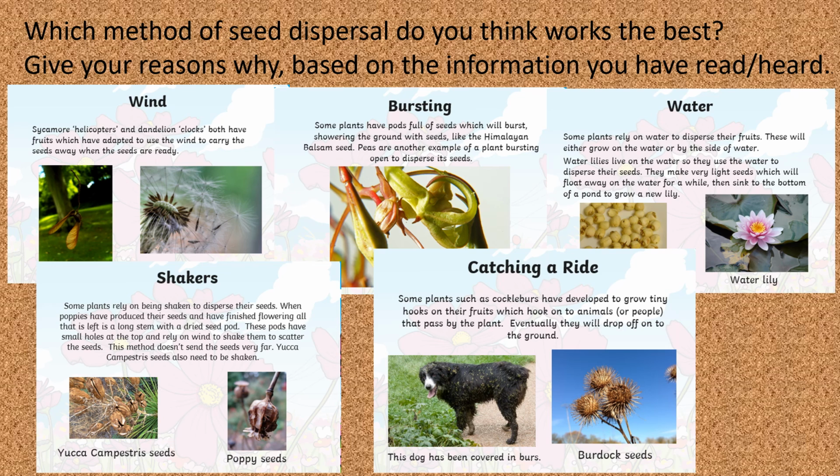Catching a ride, they've always got to rely on something dragging past them. So this one's more difficult. So if there's not a passing dog or a cat or a human to come by and catch those seeds on their clothes or their fur, then it's not always an easy one to redisperse those seeds somewhere else. So all of these, they're all good methods. Some methods are probably slightly better than others.